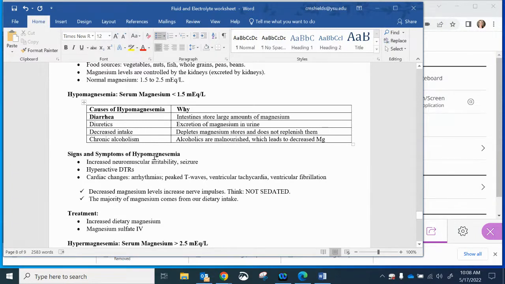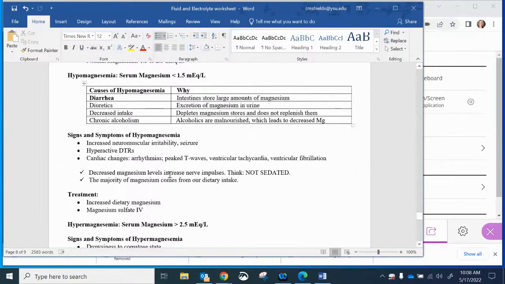So if we have a patient who's got a low potassium and a low mag, we can give them potassium all day long, but if their mag is low, the potassium won't stay in the blood and it won't work well. So we do want to increase that magnesium to a normal level so those three cardiac electrolytes can work. Decreased magnesium levels increase nerve impulses. Think not sedated, just like calcium.